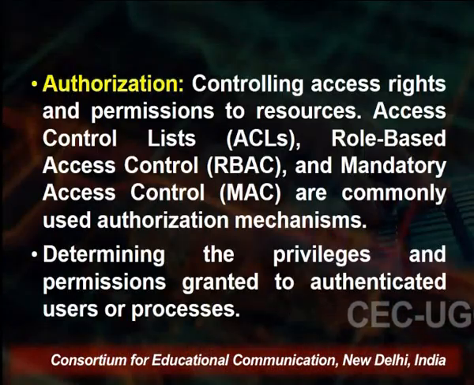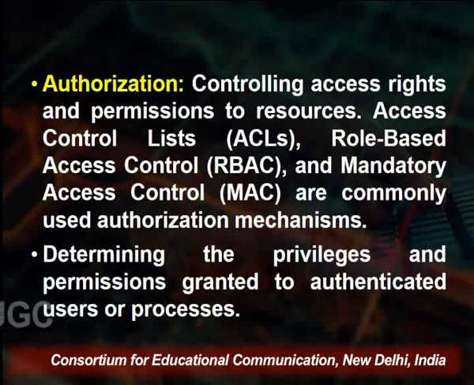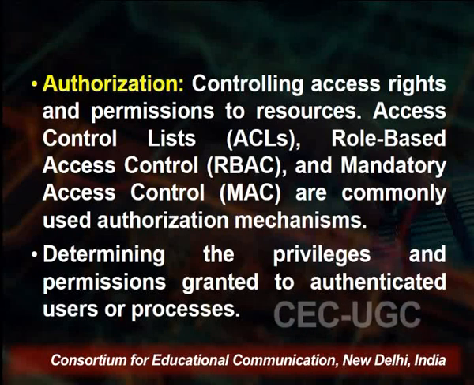So for example, let us say we have a file. It could be a read-only file for someone, and it could be a file in which writing is also permitted for someone else. So it depends on which kind of authorization for that particular file is being provided to the different users. This is what you call authorization, which is about controlling the access rights and permissions to resources. Then this includes ACL, which is access control list, RBAC, which is role-based access control, and mandatory access control, which is MAC. These are commonly used authorization mechanisms.